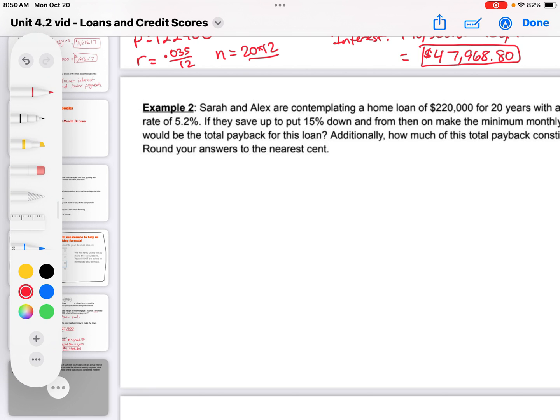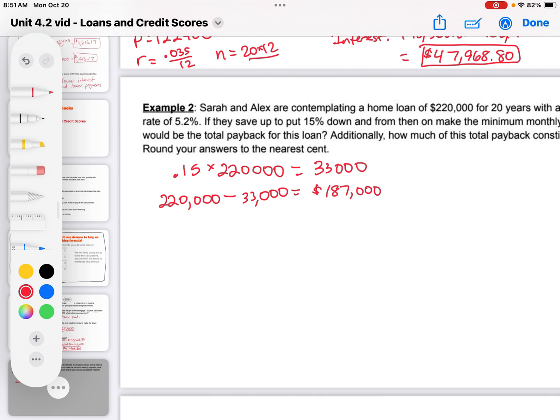Let's first figure out the down payment. So 0.15 times 220,000 gives you 33,000. That's how much we're going to pay down. So we take our 220,000 and subtract off the 33,000, and that means you're financing $187,000. So that's our P. R is 5.2%, so 0.052 divided by 12, because remember we want the monthly rate. And we're doing this for 20 years, so you do 20 times 12.